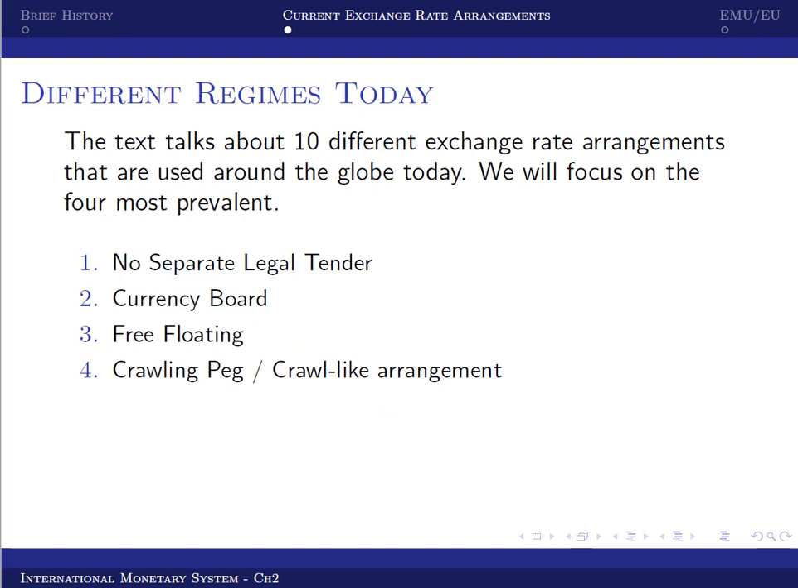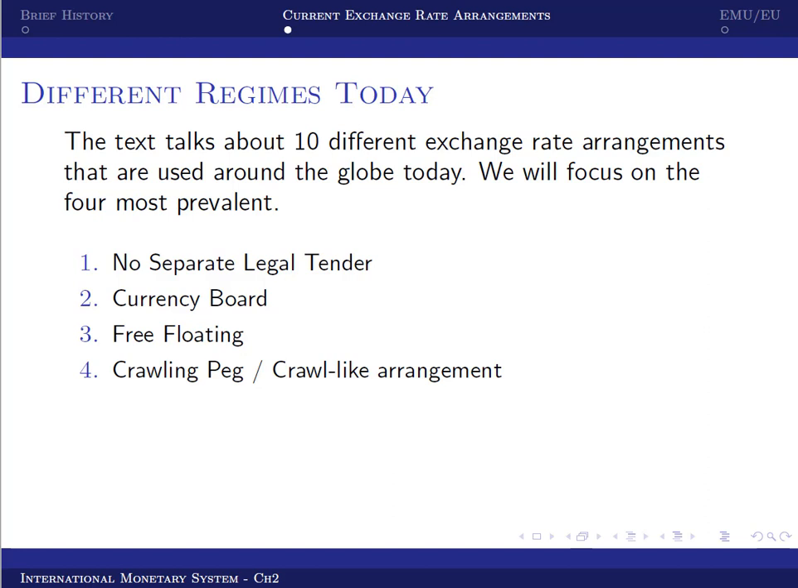So let's move on to different regimes. The book mentions 10 different exchange rate arrangements that are used around the world today. We're going to focus on the 4 most prevalent, and in no particular order. We're going to start with no separate legal tender. This is where a country will use a different country's currency as their own.